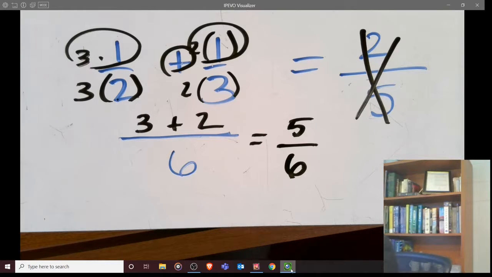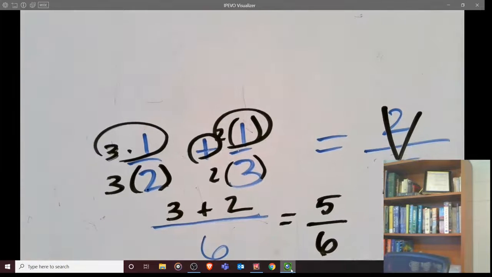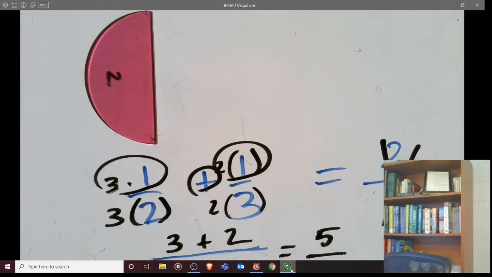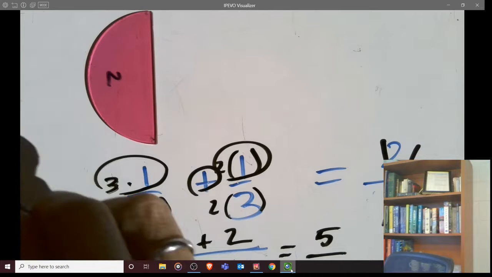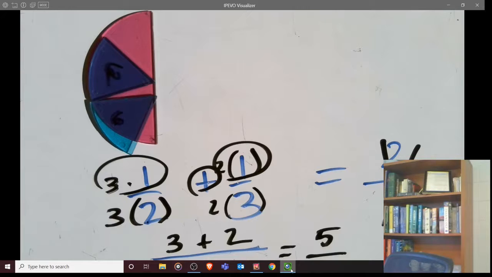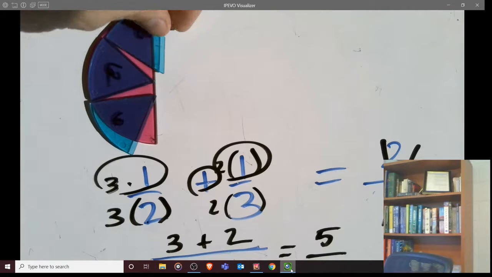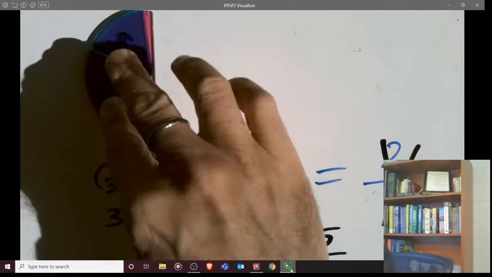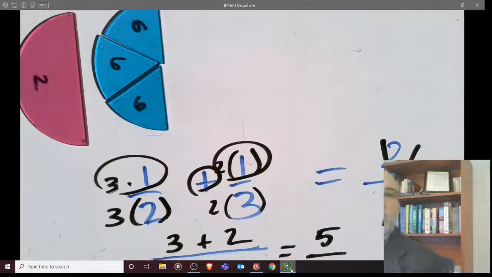Now, let's go back and let me talk about why we do it that way. 1/2, I'm actually going to break that into 3 more equal pieces, which will give me 1, 2, 3, which will give me 3/6. Hopefully you can see now if I put those on top of each other that they are exactly the same size. So there's my 3/6, which is equal to 1/2.